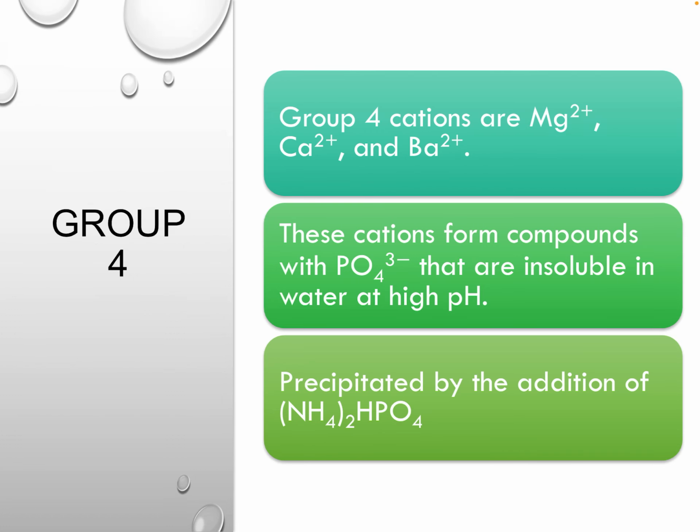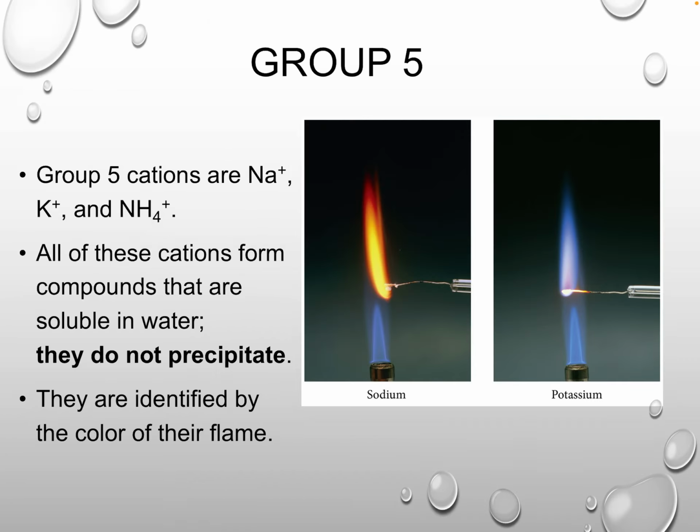And then we have group 4 cations. These are going to form insoluble compounds with phosphate at high pH, so in basic solutions, because we had just added a bunch of hydroxide. And then the group 5 cations. So like I said, these are the ones that are always going to be soluble, and the only way that we can identify them is by a flame test, which I think is really fun.